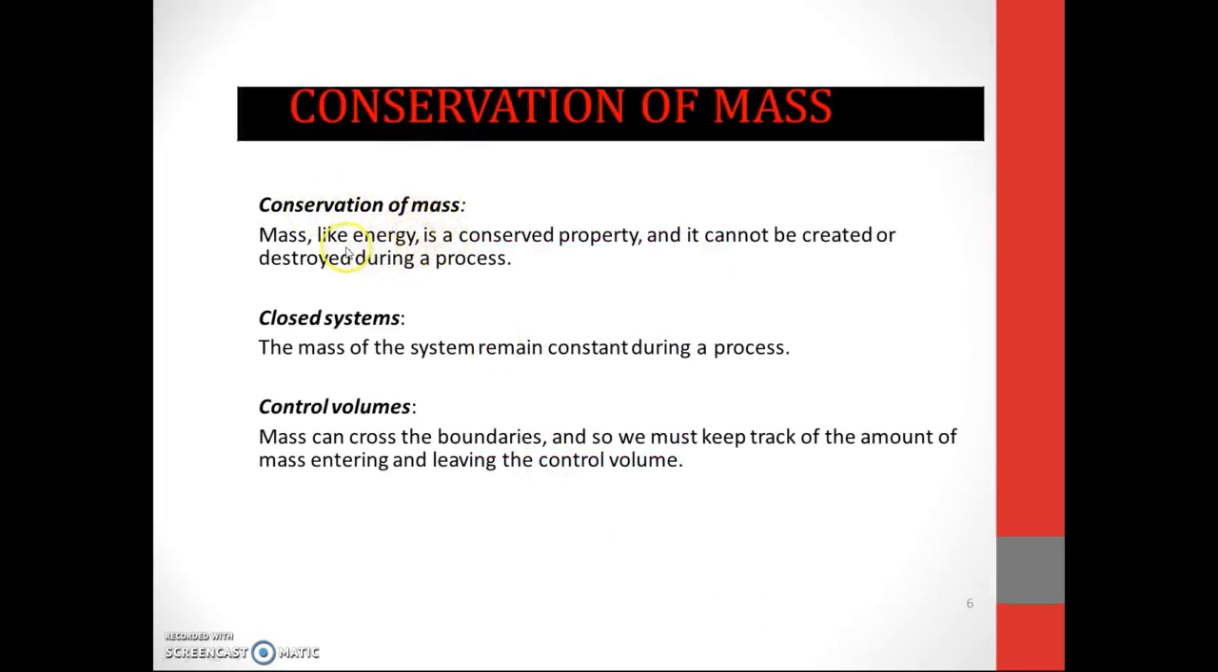Okay, conservation of mass. Mass is like energy. It's a conserved property and it cannot be created or destroyed during a process. So for the closed system, the mass of the system remains constant during a process. But for control volumes or open system, mass can cross the boundaries, so we must keep track of the amount of mass entering and leaving the control volume. So we have mass in, mass out, and so the mass might change as well.